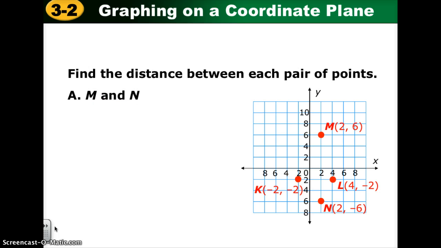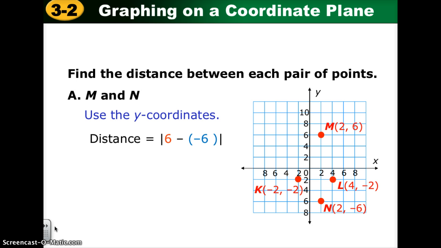If I'm looking at M and N, these are vertical, so the two numbers that are different would be 6 and negative 6. So I'm finding the difference between 6 and negative 6, taking the absolute value because it will be positive, and finding out that they are 12 apart.